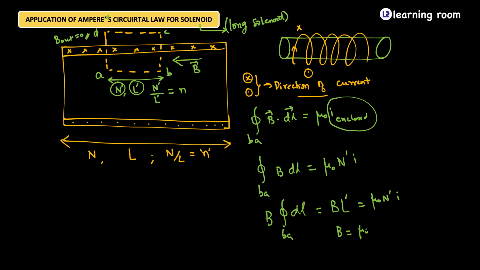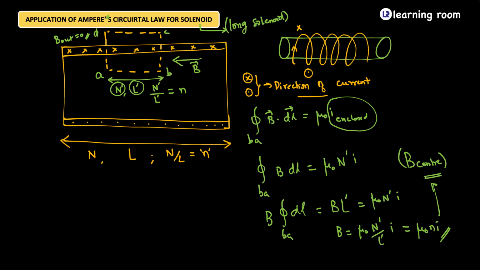It will be mu naught into N dash divided by L dash into I. What is N dash by L dash? Small n. So this will be equal to mu naught times n into I. So the magnetic field due to a long solenoid is going to be mu naught n I, and this value is the magnetic field present at the center of the solenoid. This value is to be remembered.